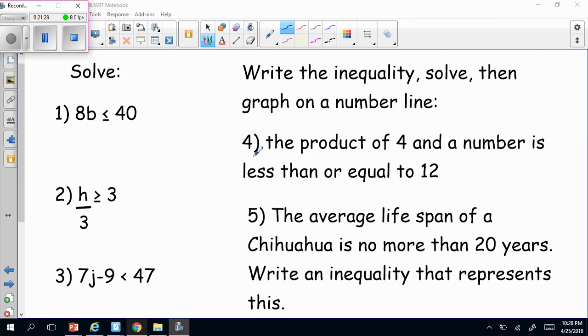Just do what they ask for 4 and 5. So you don't have to write 4 out. You don't have to write 5 out. But you need to write 1, 2, and 3 so I can see your process of how you're solving it. But make sure to see what they're saying. Write the inequality, solve, then graph on a number line for 4 and 5. 1, 2, and 3, I just want you to solve. When you're done, turn it into me, and then we'll move on to the next thing.